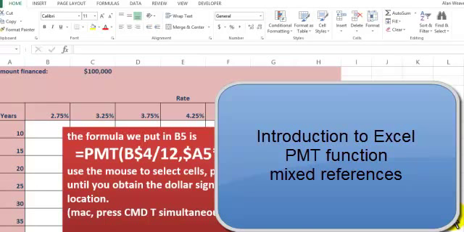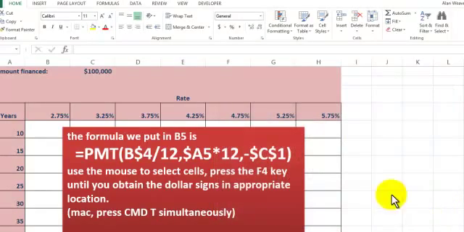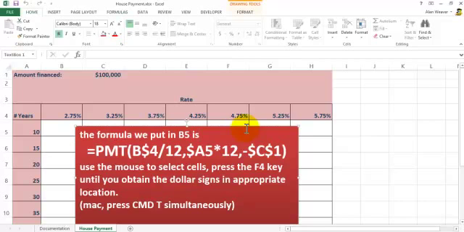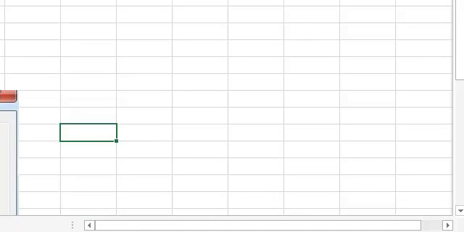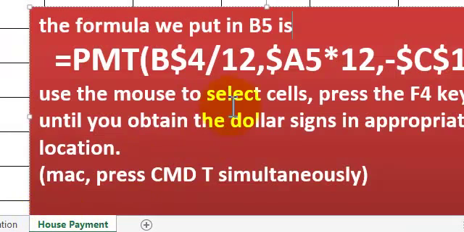In this example, we're talking about both mixed references. I have the formula displayed here. I'm going to delete this in a second here. We do have a documentation page, which is in the file that you get. We're doing the payment function to determine our monthly payment on a house.